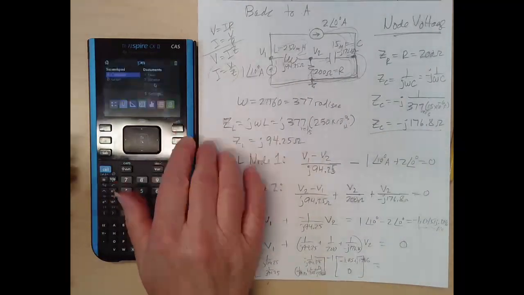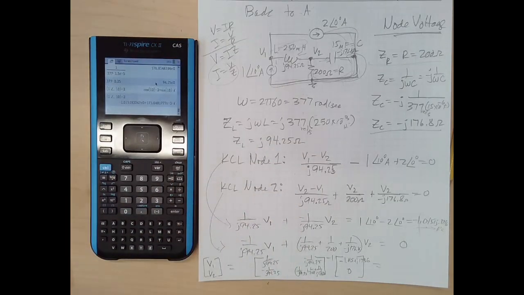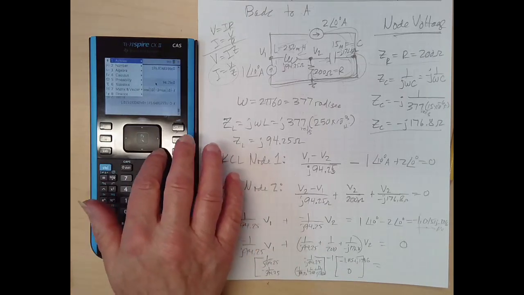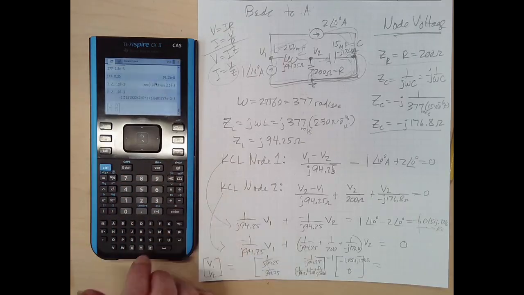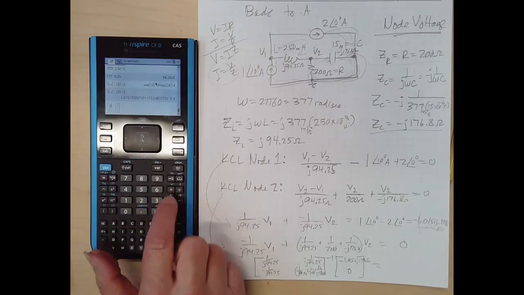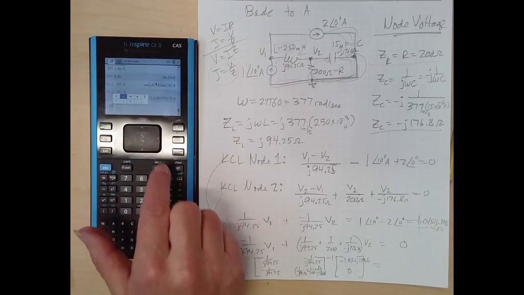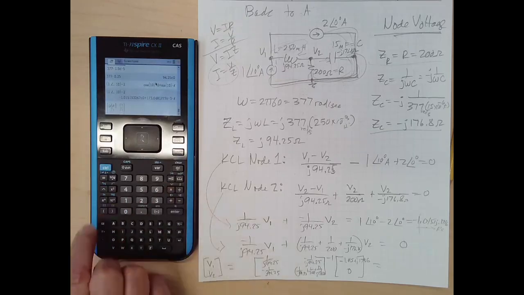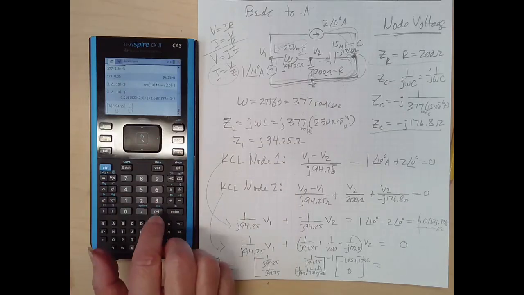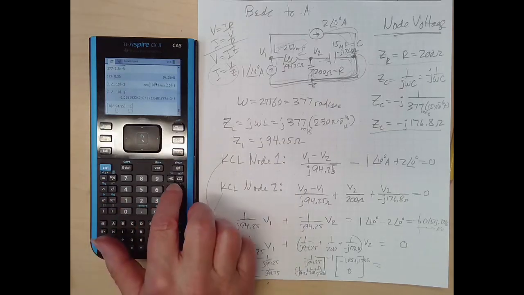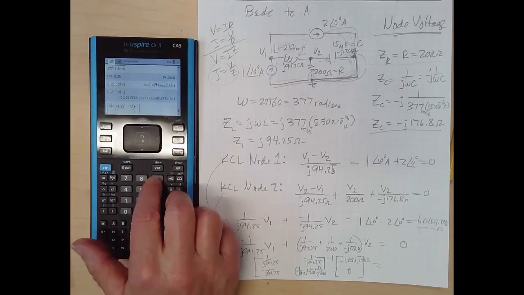Yuck, what a mess, but calculator wise, you can do it. So let's get a matrix. Let's see, 7, 1, 1. We want a 2 by 2. And so the first one is 1 divided by, let's put it in parentheses so we don't lose it, j times 94.25. Wish I knew how to copy. It would be nice, but anyway, let's do it again. Negative 1 divided by, in parentheses, j times 94.25.